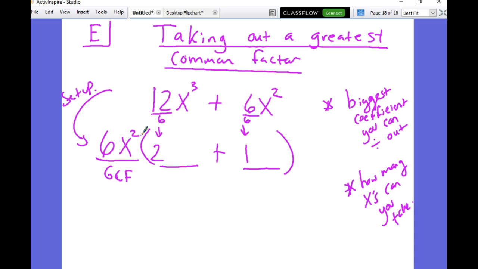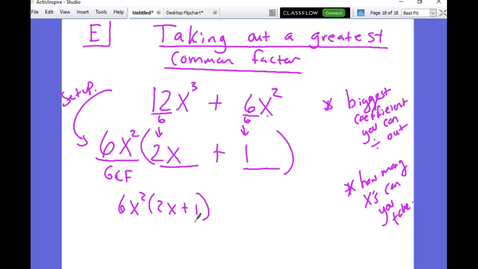Now, if you take 2 x's away from here, how many will be left? And if you take 2 x's away from here, how many will be left? 9. So your final answer, if you want to write it prettier, would just be this. So you divide the numbers by the biggest common factor number you can find, and you take out as many x's as they both can give.